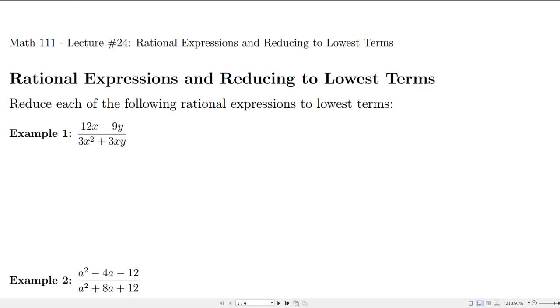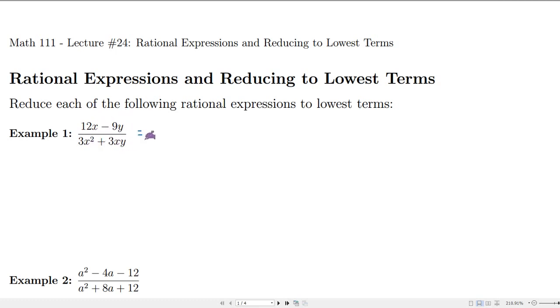So in this lecture, we're going to talk about rational expressions and reducing to lowest terms. Generally, the technique when you have to reduce quotients is to factor as much as possible and then reduce. So let's start with this example here and factor the numerator and denominator as much as we can.